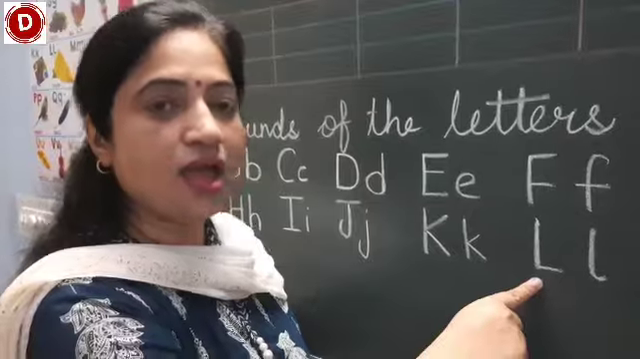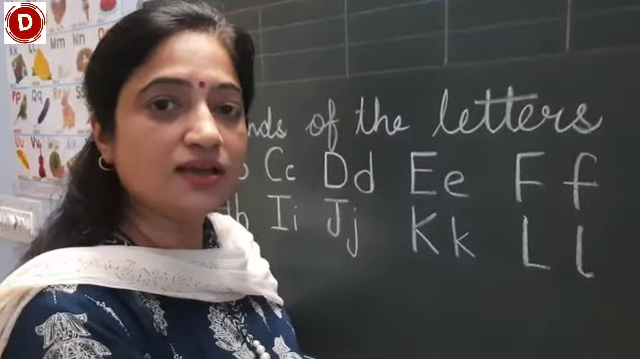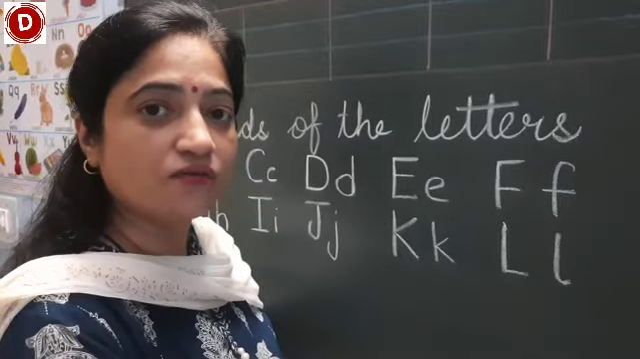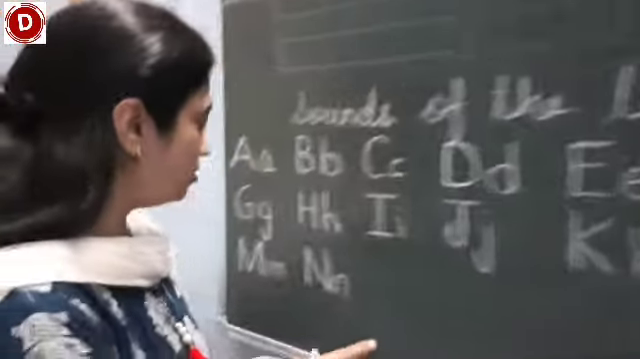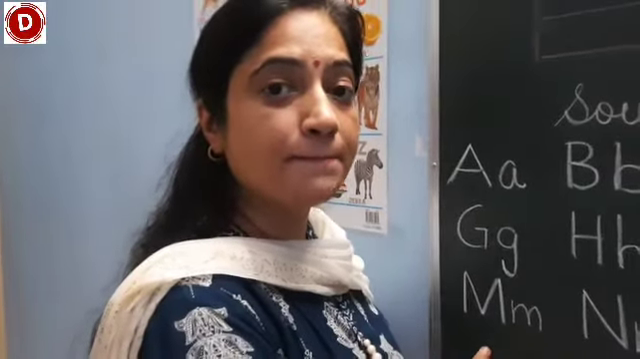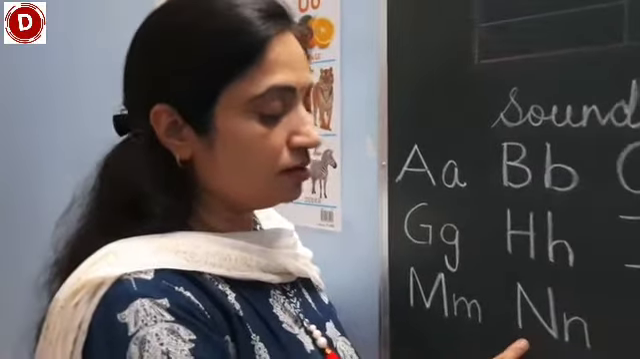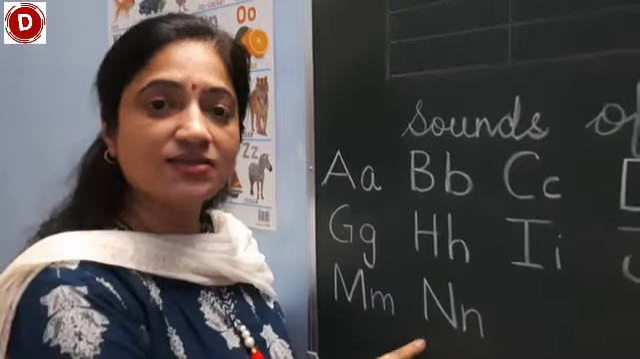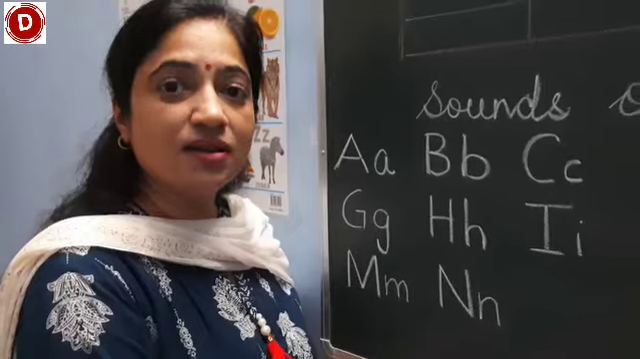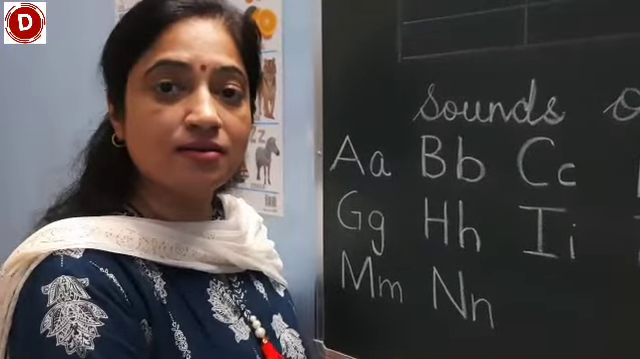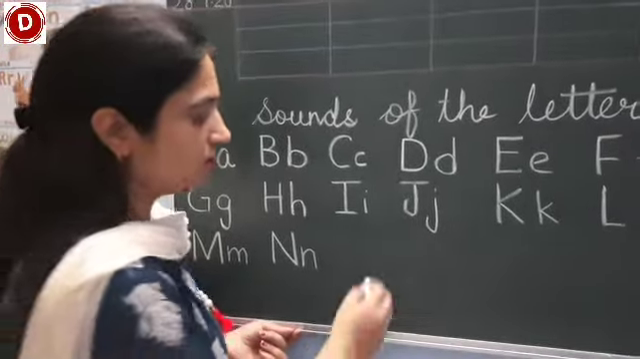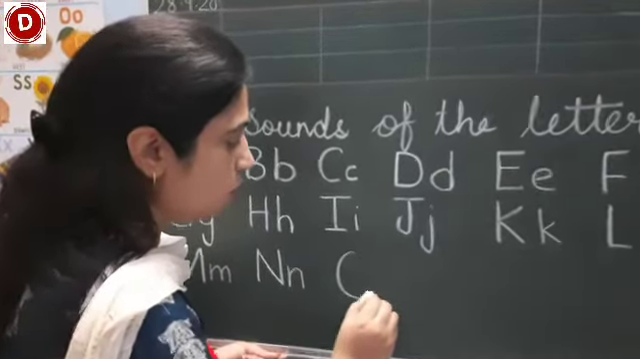This is L. L says L. Tongue will go up. The sound of L is L. M. M says M. Now comes N. N says N. Tongue will roll and go up. Now children, today I will teach you two more sounds. After N comes O.